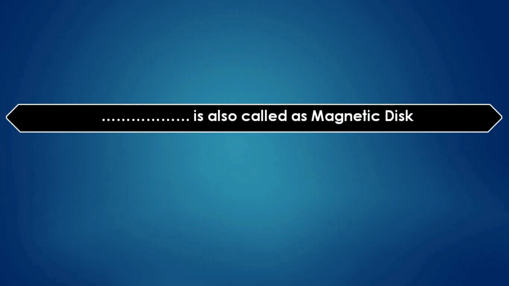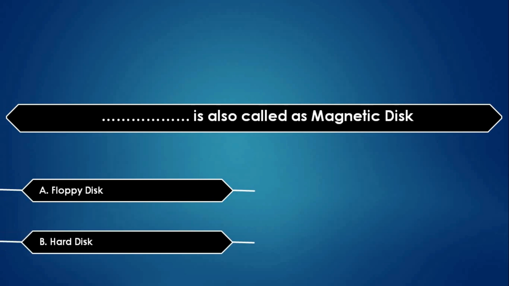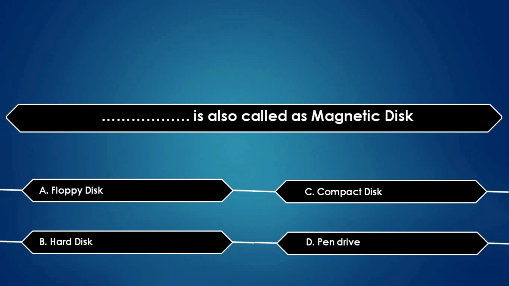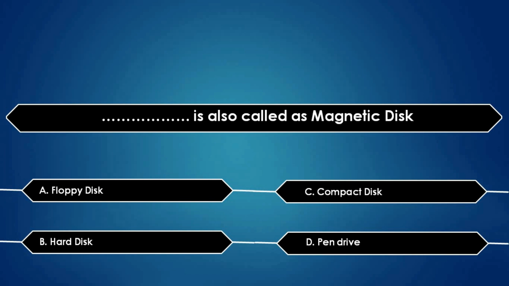Dash is also called as magnetic disk. A. Floppy disk, B. Hard disk, C. Compact disk, D. Pen drive. The right answer is hard disk. Hard disk is also called as magnetic disk.